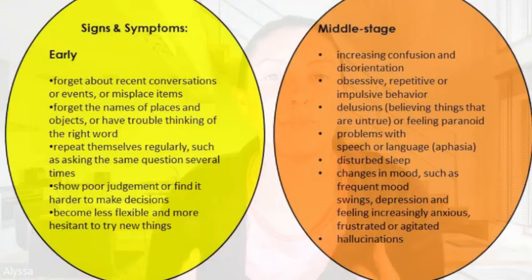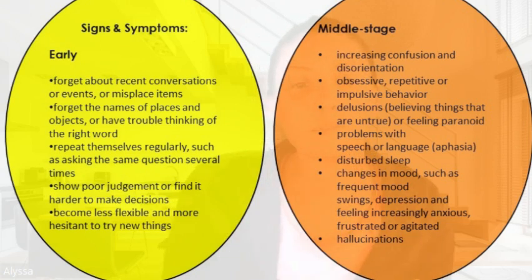In the early stages, you will notice the patient starts to forget recent conversations or events, or misplace items. They may forget the names or places of objects, or have trouble thinking of the right word. They may repeat themselves regularly, such as asking the same question several times. They may show poor judgment or find it hard to make decisions, and they may become less flexible and more hesitant to try new things.